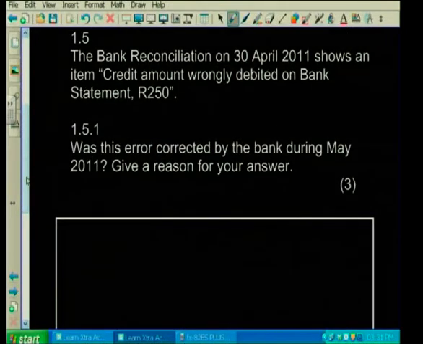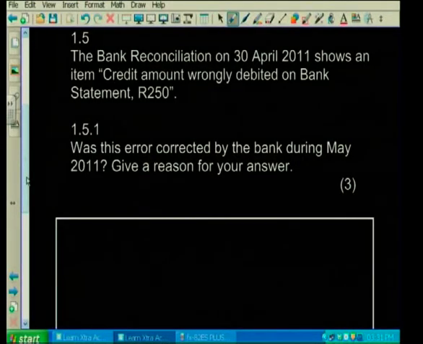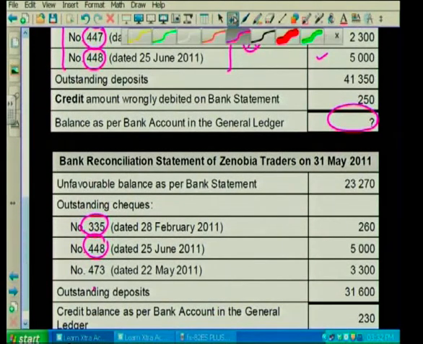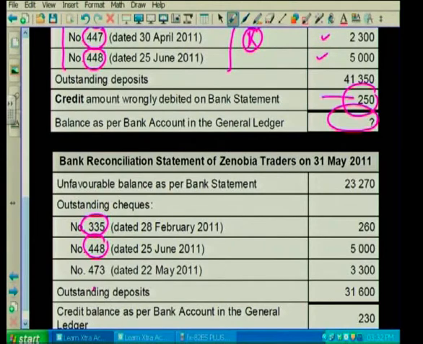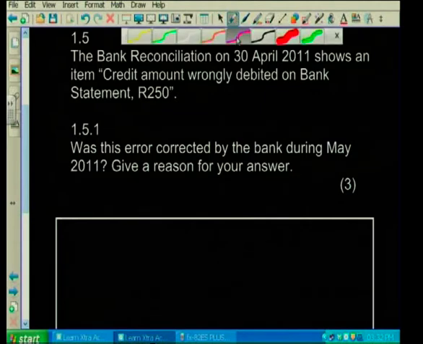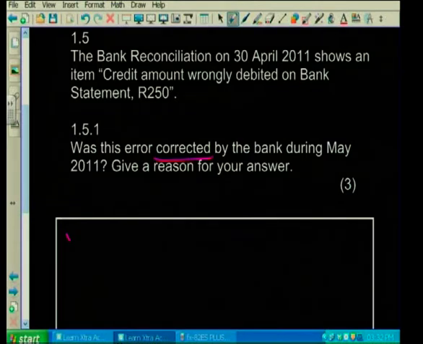The bank reconciliation on the 30th of April shows an item, credit amount wrongly debited on the bank statement, 250. The question says, was this error corrected by the bank during May? Give a reason for your answer. Let's check it out. There's the error that they are alluding to. This one here. That's the error. Now, is any mention made of the error on the next month's bank recon? Nothing is mentioned. So therefore, the question says, was this error corrected? And your answer is yes.